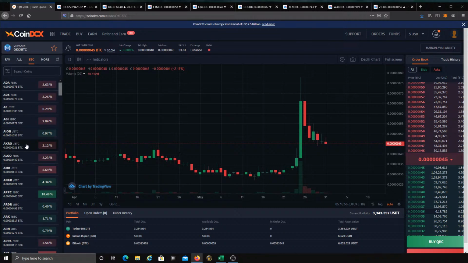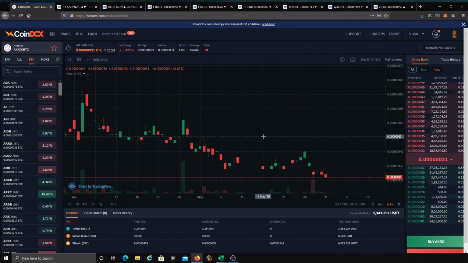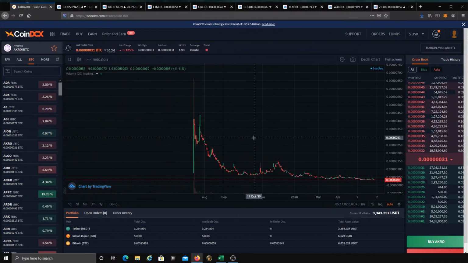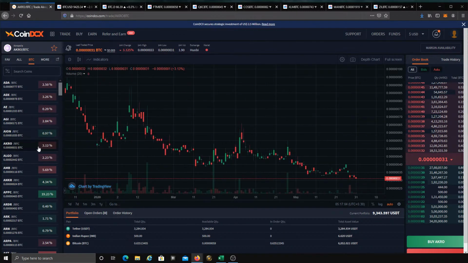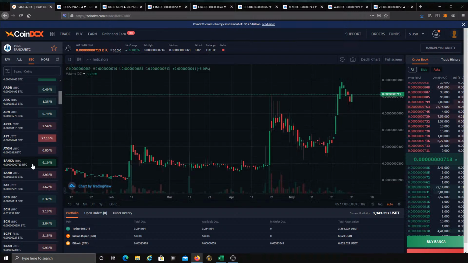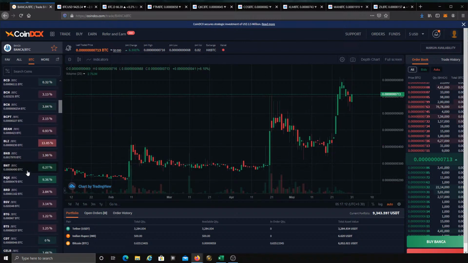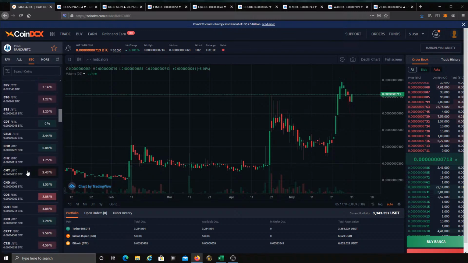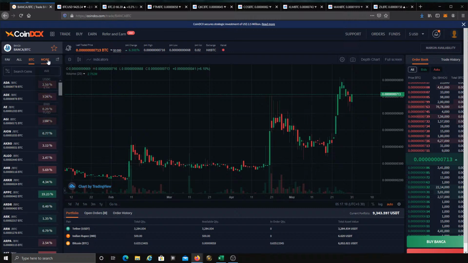And there's some coins that aren't on Binance. Like this one, Acro. I don't have the slightest clue what this coin is, but it's on there. And Banca Network, whatever. So there's some coins on here that Binance won't have, but this exchange will. So that's okay. That's cool. And then we can go to more, and you can see other pairs that you can trade against.